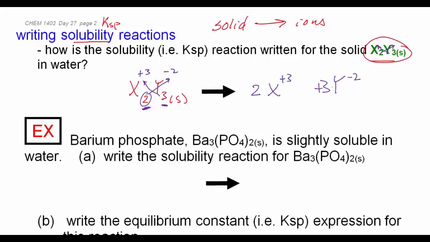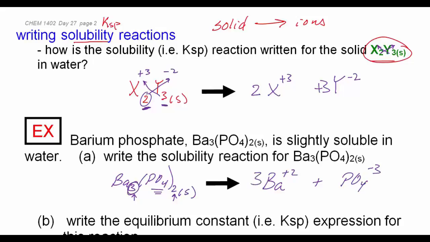Barium phosphate is slightly soluble in water. Write its solubility reaction. So go ahead. Write the solid on the reactant side, ions on the product side. Barium phosphate goes to its ions. Barium, notice it has a +2 charge. And phosphate, notice it has a -3 charge. And how many? 3 bariums, 2 phosphates.